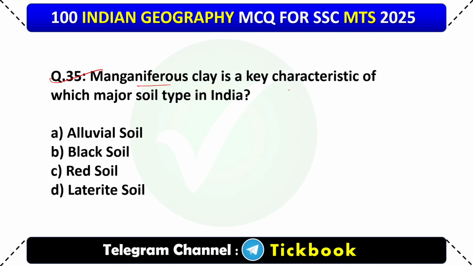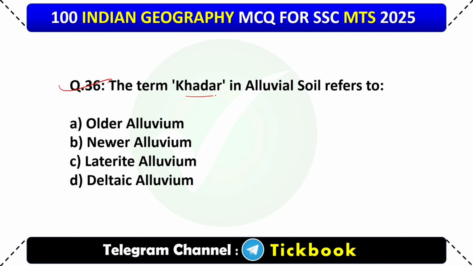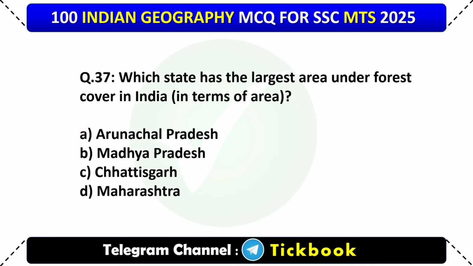Manganiferous clay is a key characteristic of which major soil type in India? Option number B, black soil. 36. The term khadar in alluvial soil refers to. Option number B, newer alluvium.